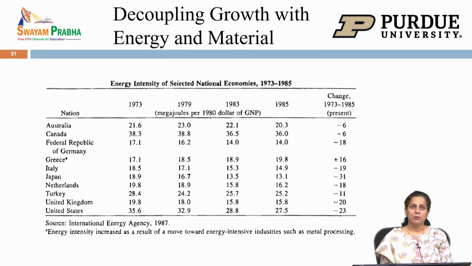We can also decouple growth from energy and material. Here you can see the energy intensity of different economies. Most of the economies actually had a reduction in energy intensity from 1973 to 1985. Australia reduced 6%, which means that it is utilizing less and less energy per output of GDP.